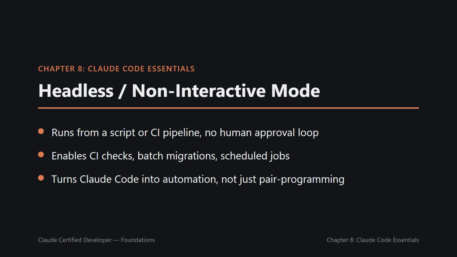Claude Code can also run non-interactively, invoked from a script or CI pipeline with a prompt and no human present to approve each step. That's what makes it usable inside automated workflows: CI checks, batch code migration jobs, scheduled maintenance tasks, rather than only as an interactive pair programmer. It's a big part of what the architect-level books mean by treating Claude Code as a production engineering platform, not just a developer convenience.